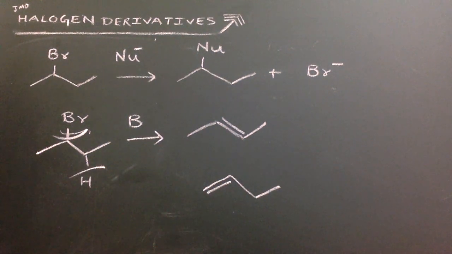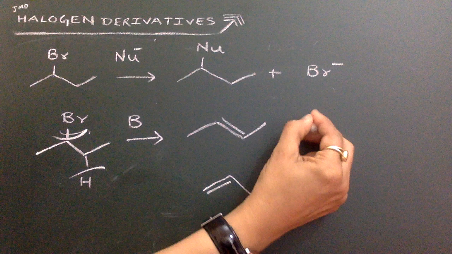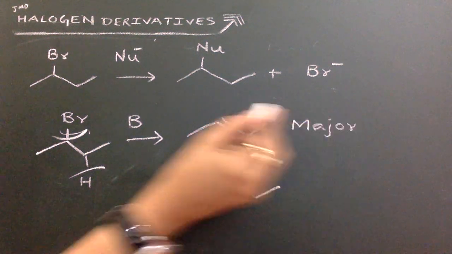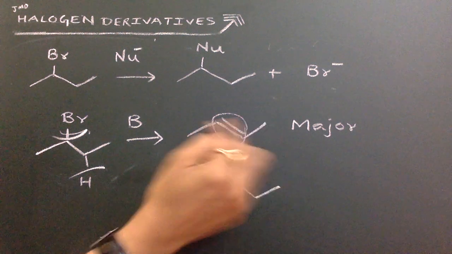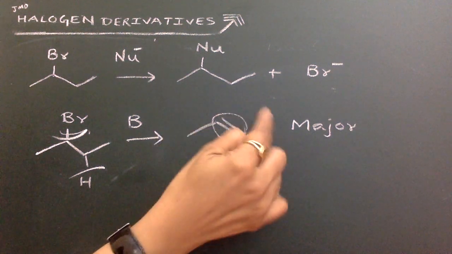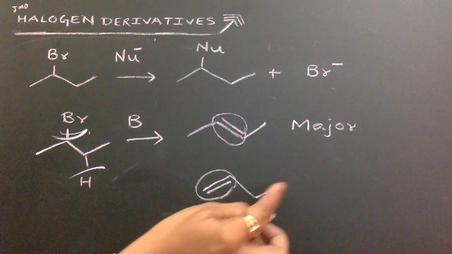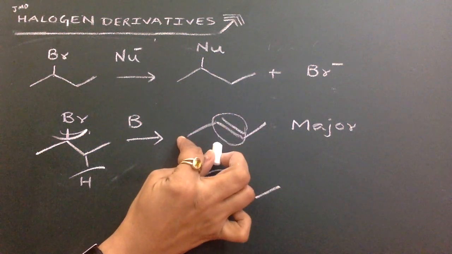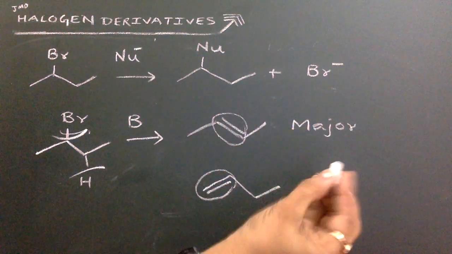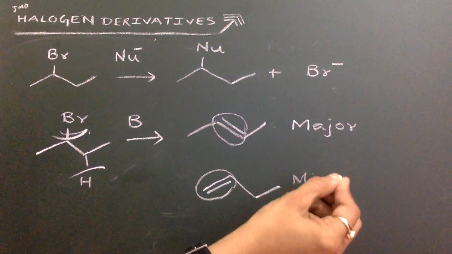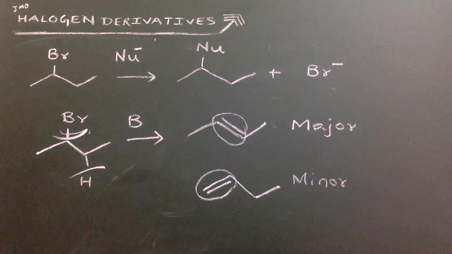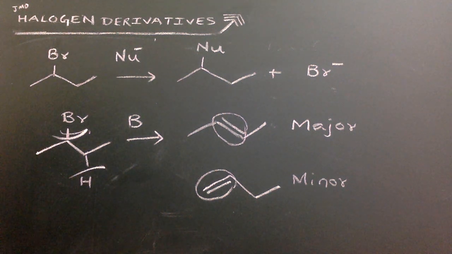But as we know, Saytzeff's rule states that the alkene which is more substituted is major. As you see, this alkene is more substituted. It has 2 alkyl branches, 2 alkyl side groups, whereas this alkene is less substituted. It has only 1 group, that is ethyl, while this has 2 groups, a methyl here and a methyl here. So this is the major product while this is the minor product. That is in accordance with Saytzeff's rule, which states that the more substituted alkene is the major product during elimination.